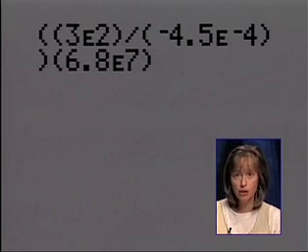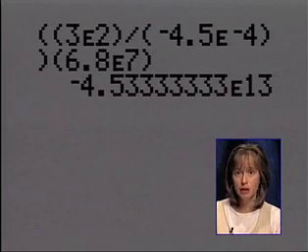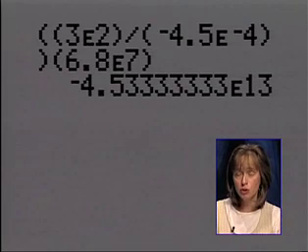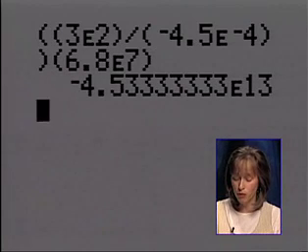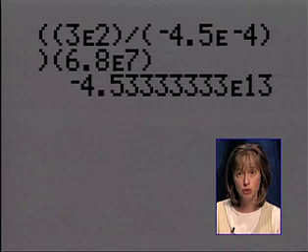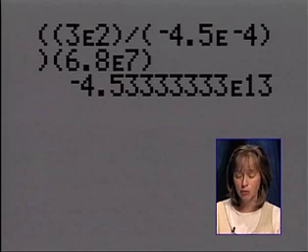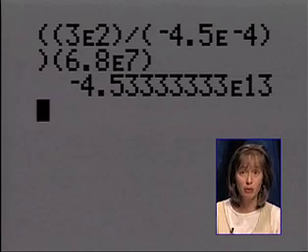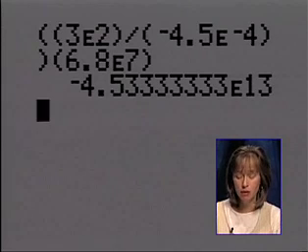Now when you push the enter button on the calculator, it does a calculation, and it tells you the result is negative 4.533333 E13. Now as we write that number down, we're not going to write an E on our paper. We're going to understand that E13 means times 10 to the 13th.